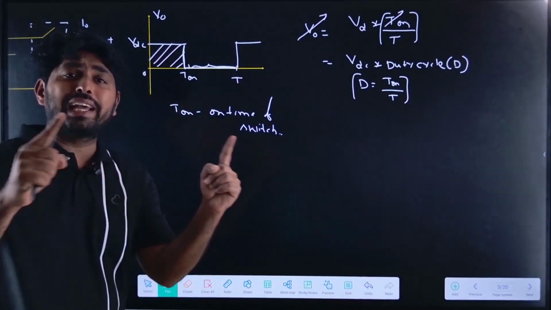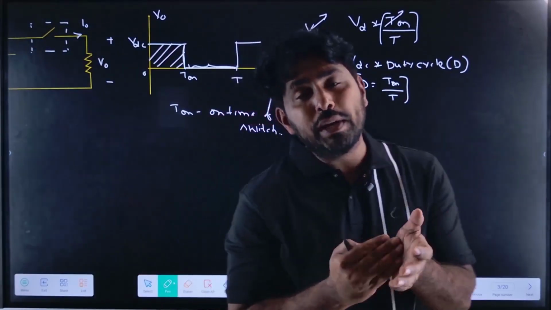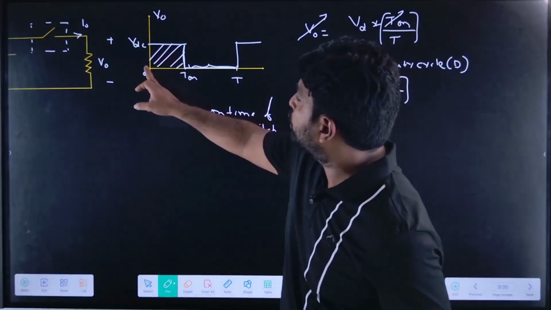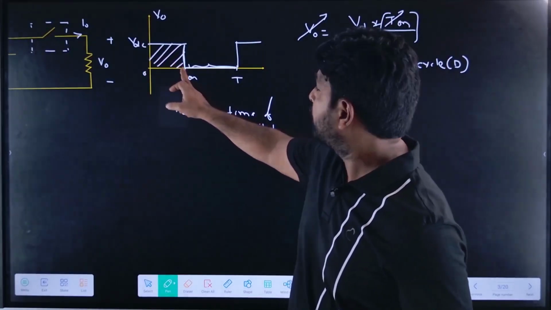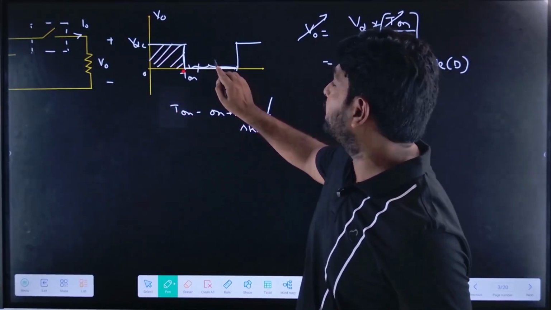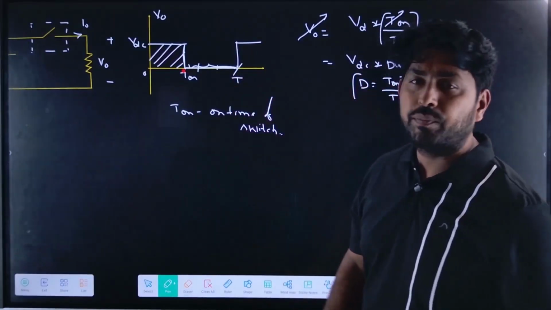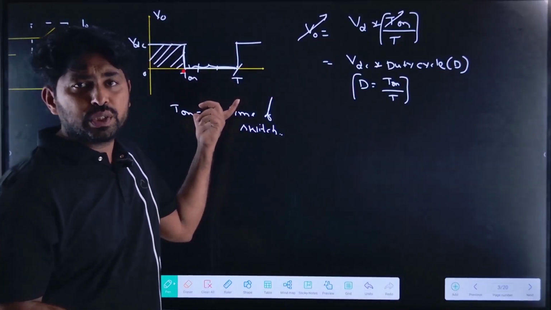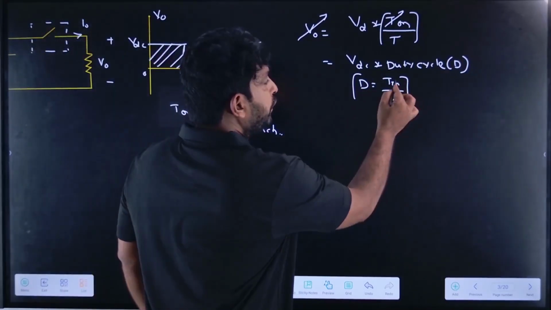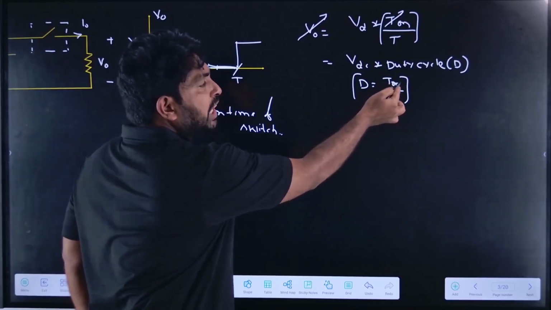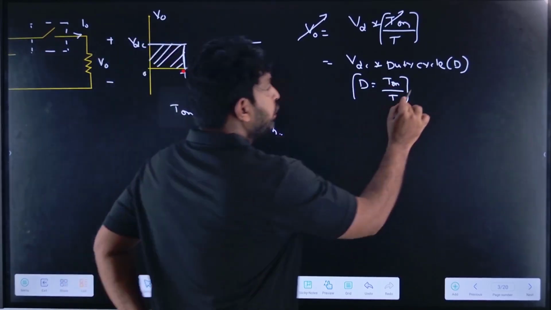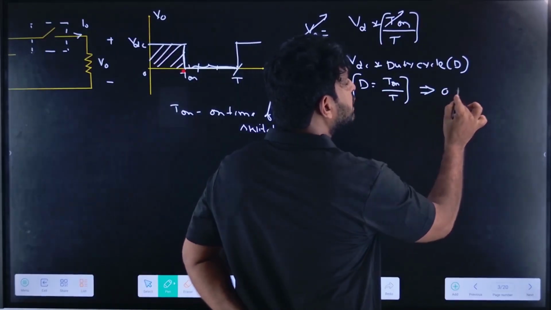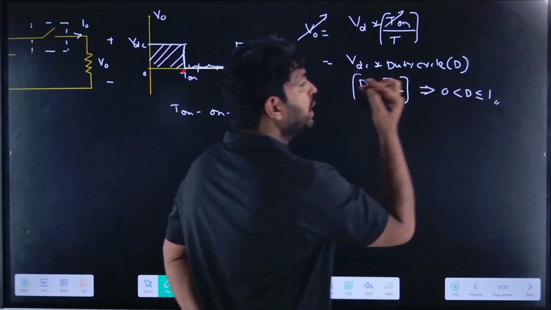What is the range of the duty cycle? How much can we vary the T on? For example, let this instant be T on 2, this instant be T on 3, and this instant be T. What is the maximum duration we can vary the on time of the switch? It is equal to the total time period of the switch. If T on equals T, the duty cycle equals 1. So the duty cycle can be varied between 0 and 1.